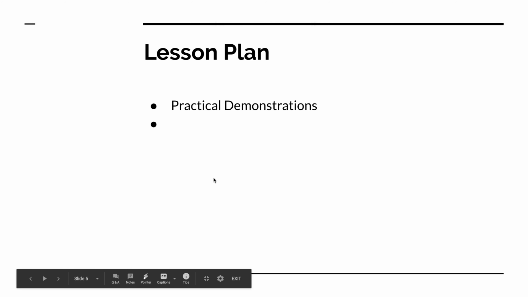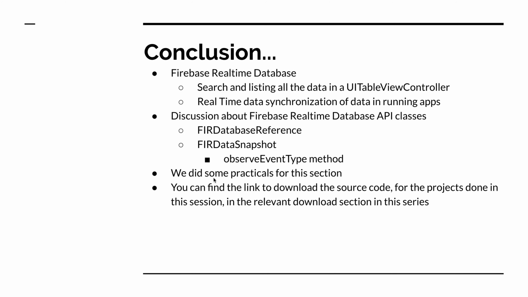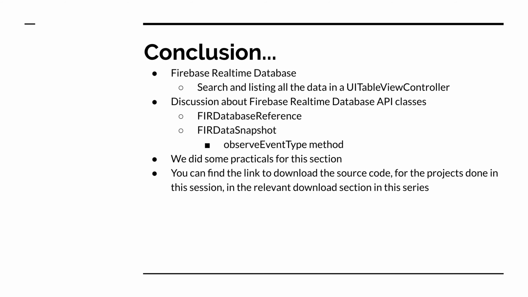Okay, viewers, we completed the practical demonstration. The conclusion is we learned about searching and listing data, right? So as you saw, we did the searching and listing, but I removed the synchronizing with the real-time updates. That is because I will be discussing it in the next lesson, right? So I removed that point. So we discussed the APIs, and we looked at FIRDataSnapshot, observe event type, and we saw how to read the data, right? And we did some practicals, and you can find the link to download the source code for the projects done in this session in the relevant download section in this series, right?